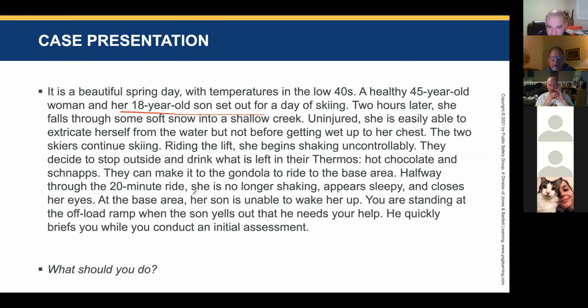Because she stopped shivering. She's sleepy. She's not responsive. Absolutely. She's no longer shaking. She appears sleepy and closes her eyes. So, here's the question. She's on the gondola. What do you do?